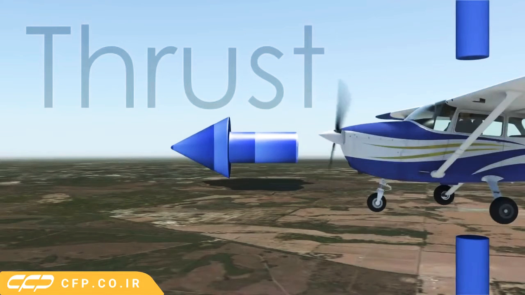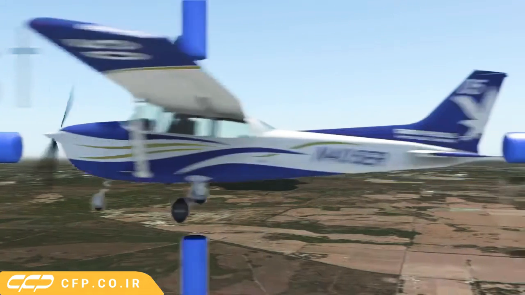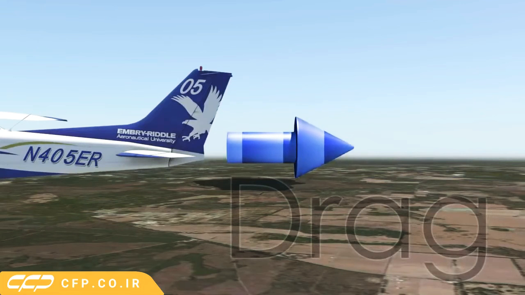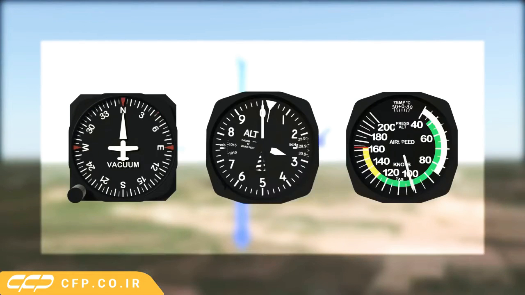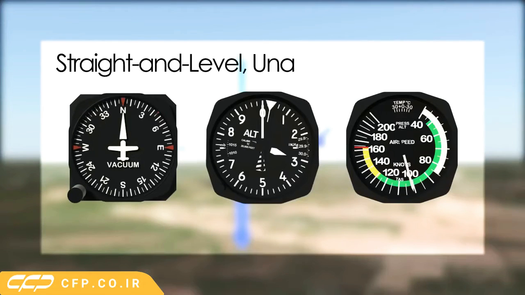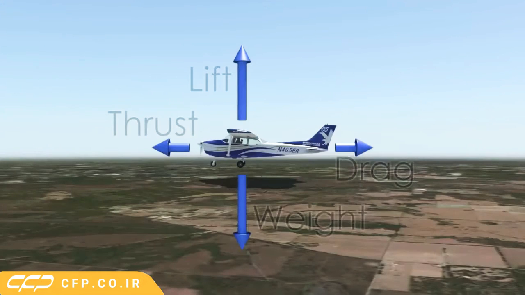Next, we have thrust. This is the forward force, generally created by the aircraft's propellers or turbine engines, which pulls or pushes the aircraft through the air. Finally, there is drag. Drag is the force, acting in the direction opposite of thrust, which fundamentally limits the performance of the airplane. When an aircraft is maintaining its heading, altitude, and airspeed, it is said to be in straight and level, unaccelerated flight. In unaccelerated flight, lift equals weight and thrust equals drag.